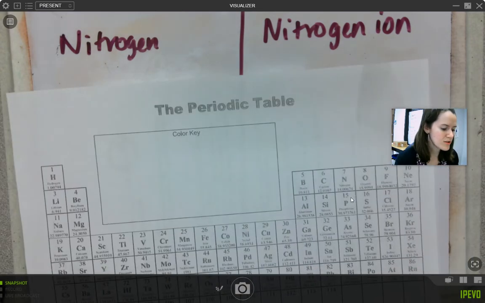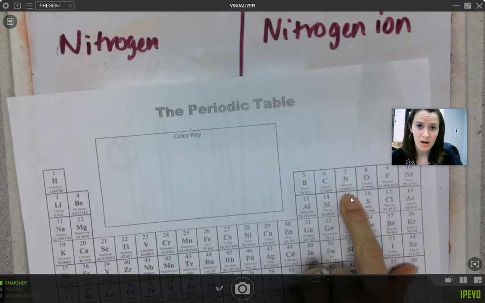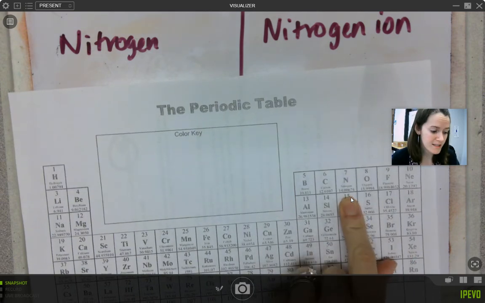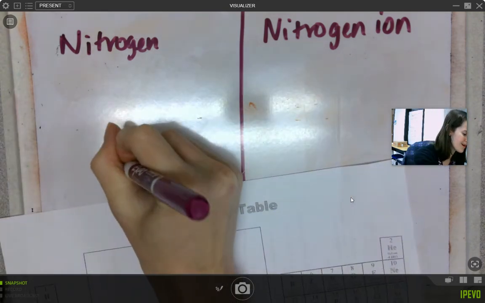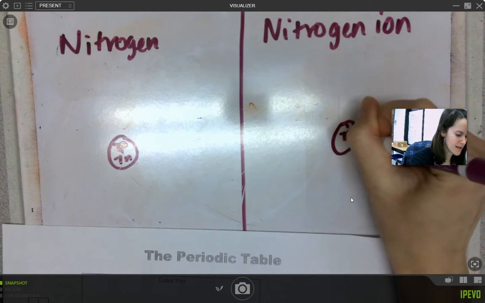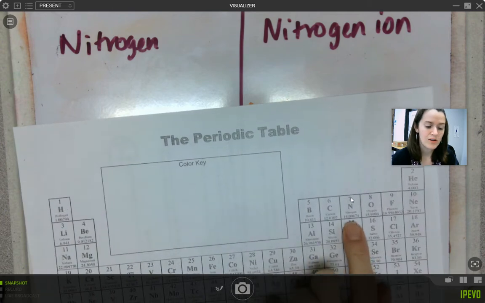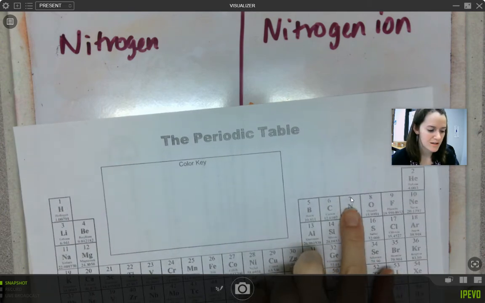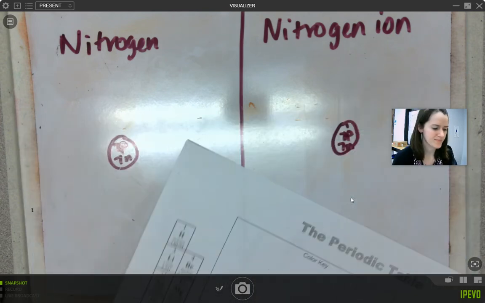How many neutrons will there be? It says mass of 14. So that means out of 14, 7 of those are protons. So that means 7 must be neutrons. They're not always going to be equal, but in this particular case they are. And same with oxygen. So notice how as you go, the numbers increase. 7 protons, 8 protons, 9 protons, and so on as we go.